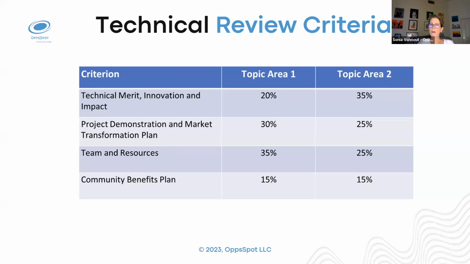So you see there's some correlation to the volume content, but keep in mind in topic 1, the most important thing is your team and resources. And in topic 2, it's going to be the technical merit of the innovation and impact. And for both of them, the demonstration and your market transformation plan is highly weighted.